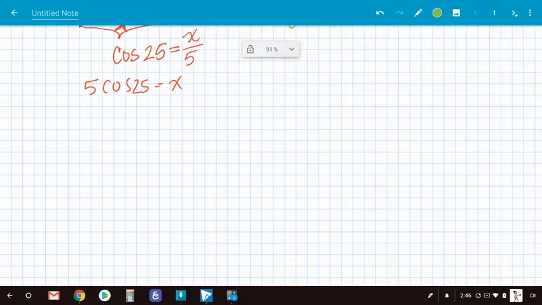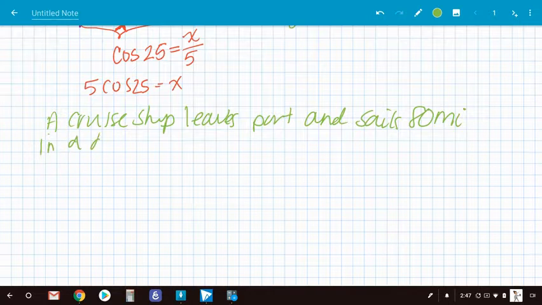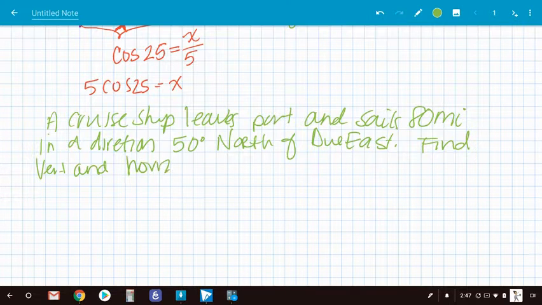So the last example I want to show you is a word problem. And so we're going to say like a cruise ship leaves port and sails 80 miles in a direction 50 degrees north of due east. Find the vertical and horizontal components. All right, so a lot is happening here.